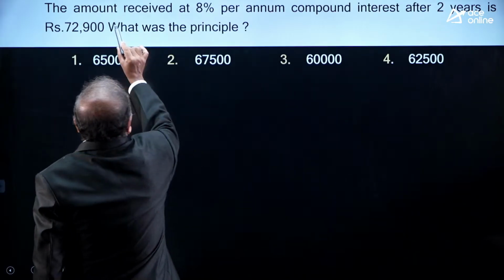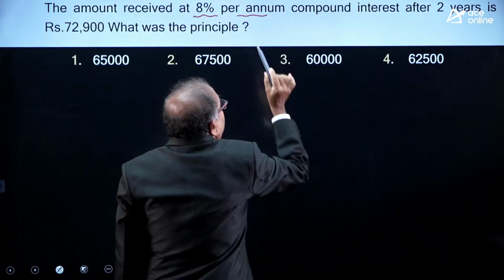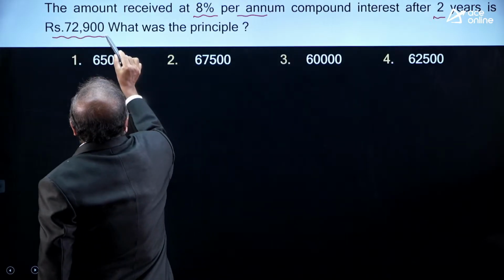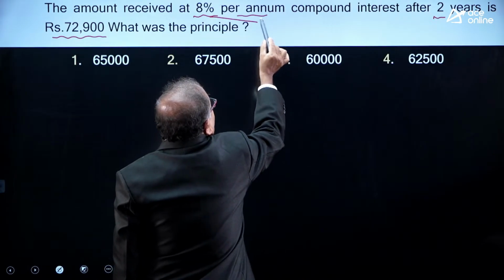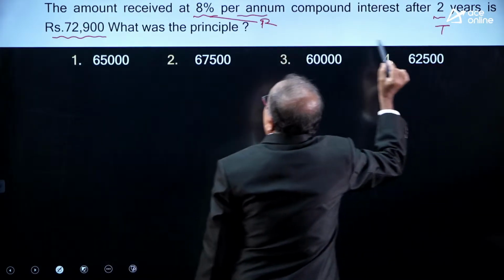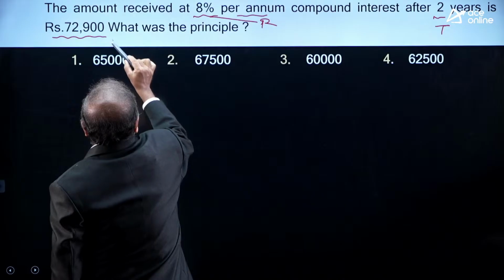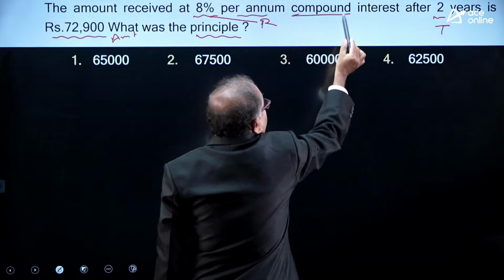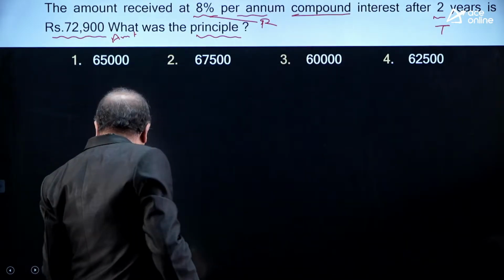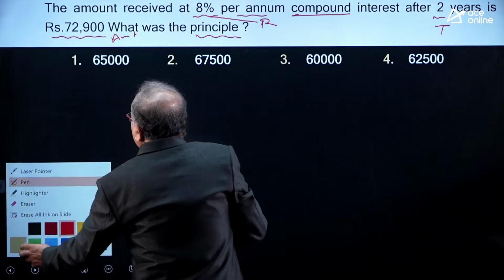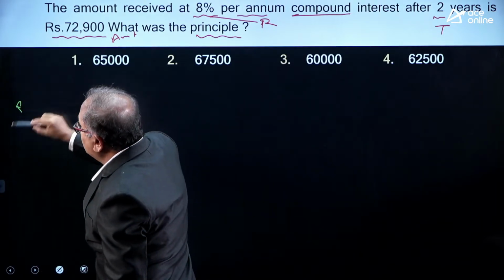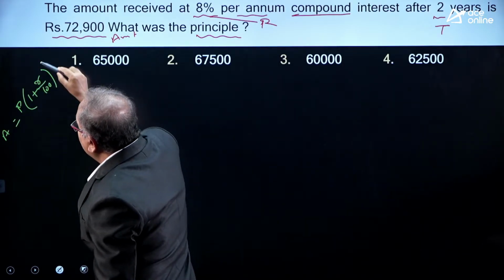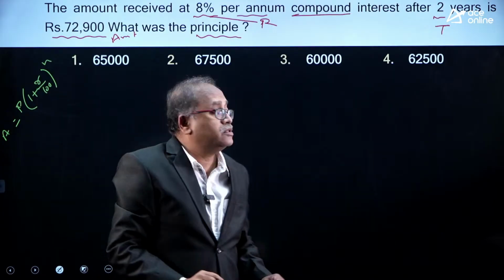Look at this one. The amount received at 8% per annum compound interest after 2 years is rupees 72,900. I know the rate of interest, I know the time, and I also know the amount received. The amount is given to us. I need to find out the principal; it is a case of compound interest. We know the formula related to it. What is that formula we use for this? A is equal to P into 1 plus R by 100 to the whole power n, and everything is given in this particular case.